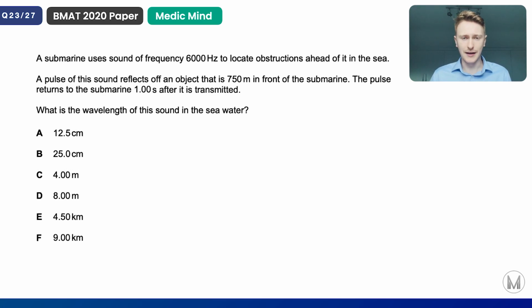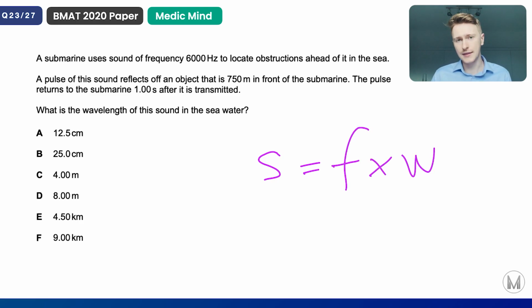Now let's look at this example, which is from physics. It uses an equation linking wave speed, frequency, and wavelength. You should know from your equations that the speed of a wave is equal to its frequency multiplied by its wavelength. In this case, we have the frequency and we could work out the speed, and we're asked what is the wavelength at the end of it all.